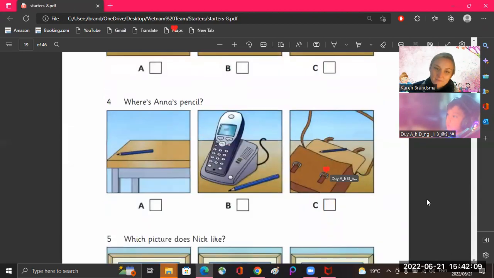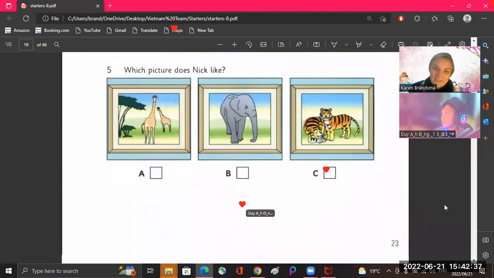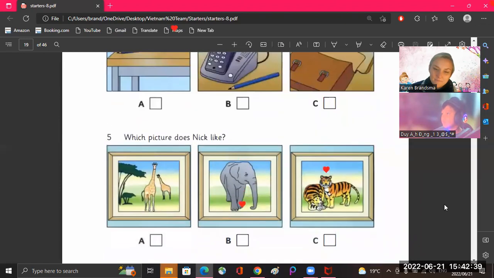4. Where's Anna's pencil? Dad! Dad! Where's my new pencil? Have you got it? No. Look in your school bag. It isn't there, Dad. And it isn't on my desk. Oh, look. There it is. Next to the phone. Very good. 5. Which picture does Nick like?